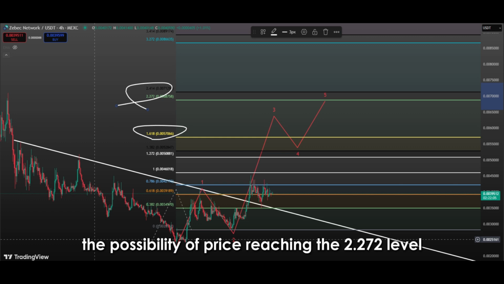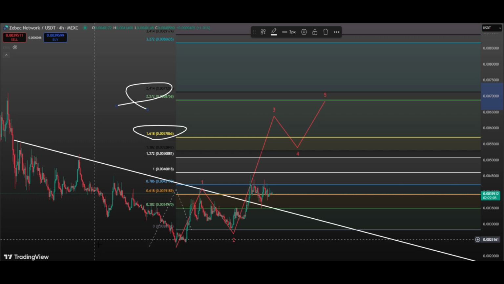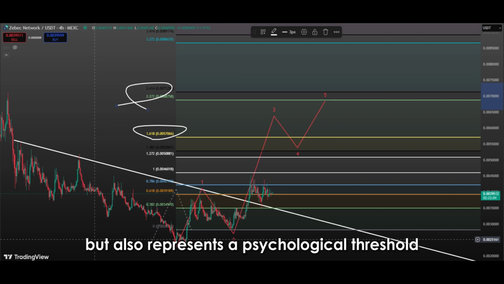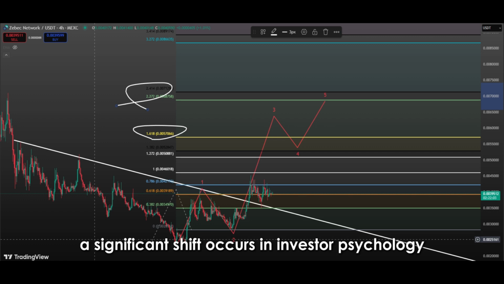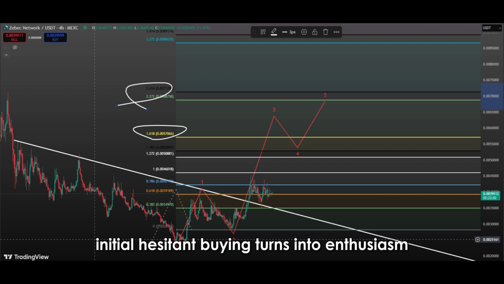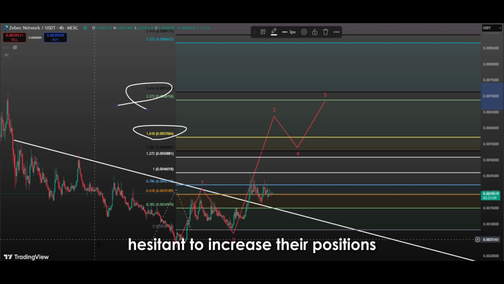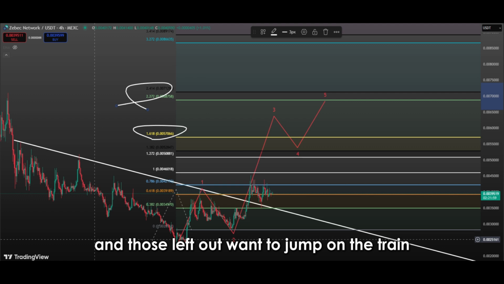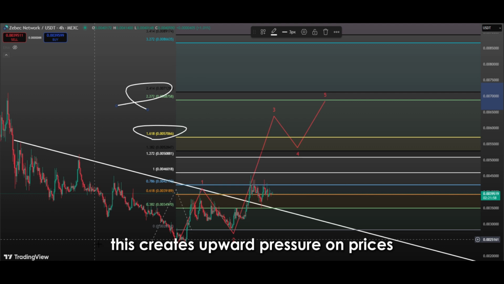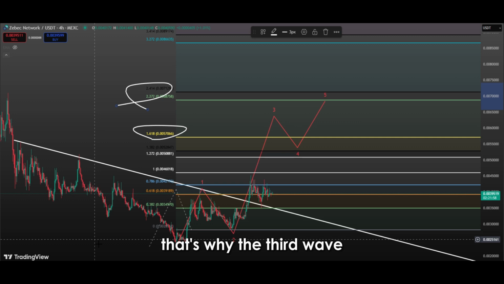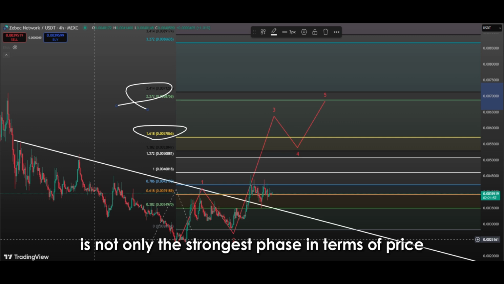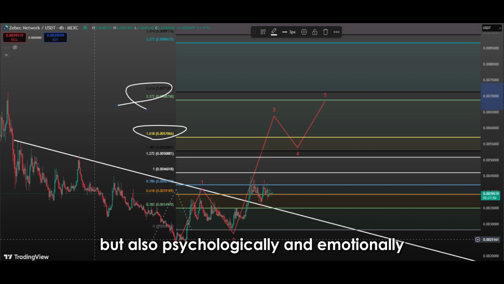The possibility of price reaching the 2.272 level is not only a technical expectation, but also represents a psychological threshold. During the third wave, a significant shift occurs in investor psychology. Initial hesitant buying turns into enthusiasm. At this point, the market begins to act out of fear of missing out. Investors are no longer hesitant to increase their positions, and those left out want to jump on the train. This creates upward pressure on prices. That's why the third wave is not only the strongest phase in terms of price, but also psychologically and emotionally.